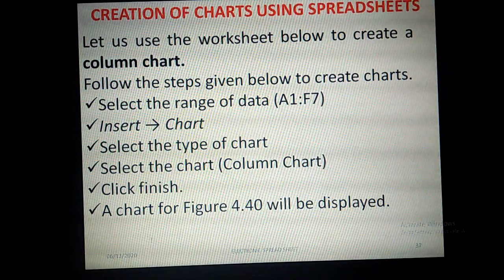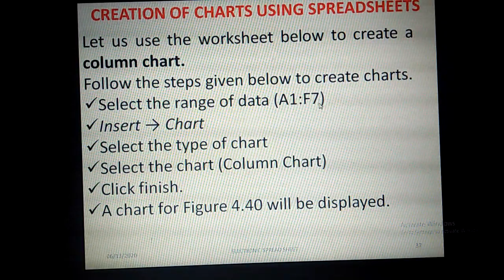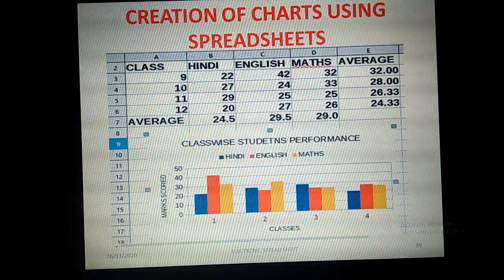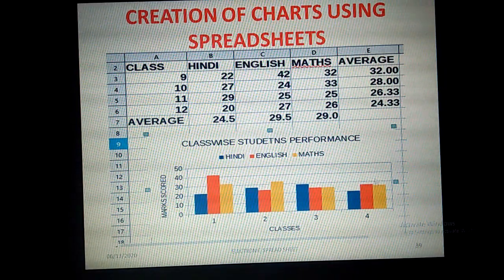Select the range of data, that is A1 to F7 they have chosen, and insert chart. You need to go to the Insert menu and then choose the Chart option. Select the type of chart. Here we are going to choose the chart type as column chart. Select the column chart, click on Finish. Chart will be displayed like this for the given table. This is the column chart example.